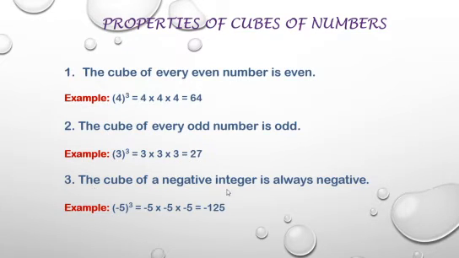The cube of a negative integer is always negative. If we want to find the cube of minus 5, multiply minus 5 into minus 5 into minus 5. We know that minus into minus is plus, then plus into minus, we will get minus again. 5 into 5 into 5 is 125. So the cube of every negative integer is always negative.